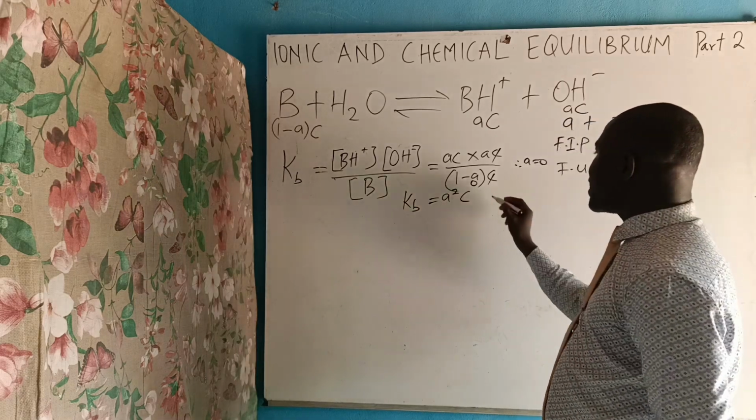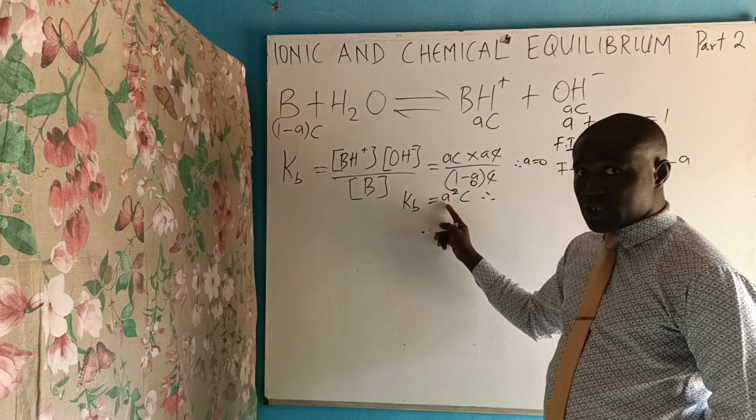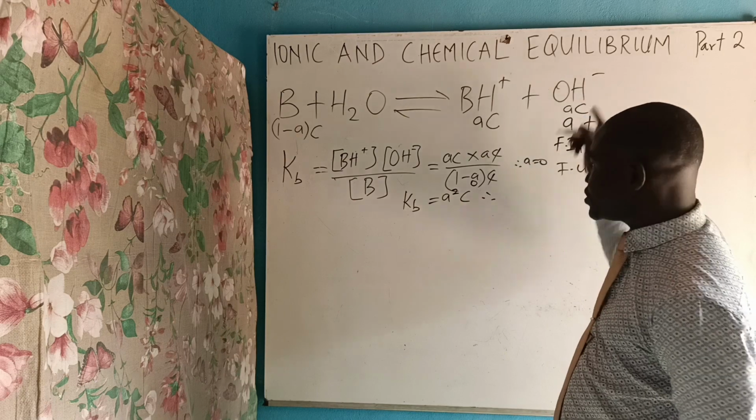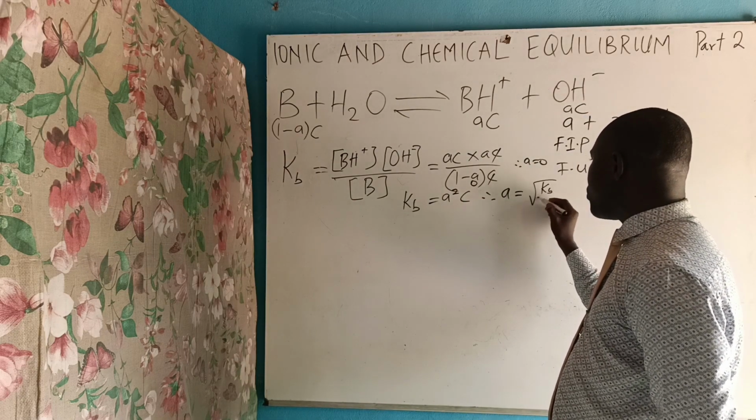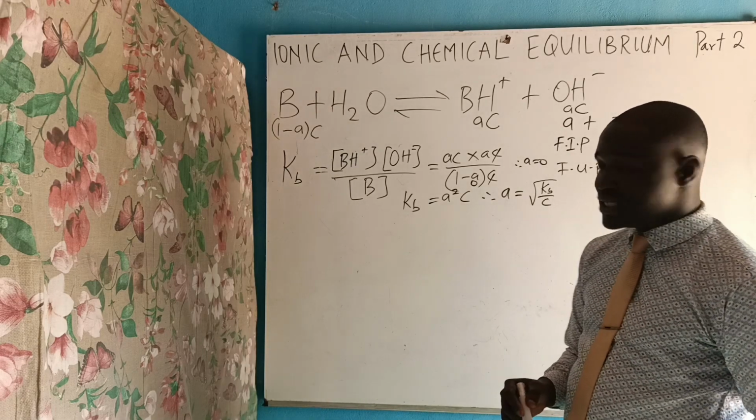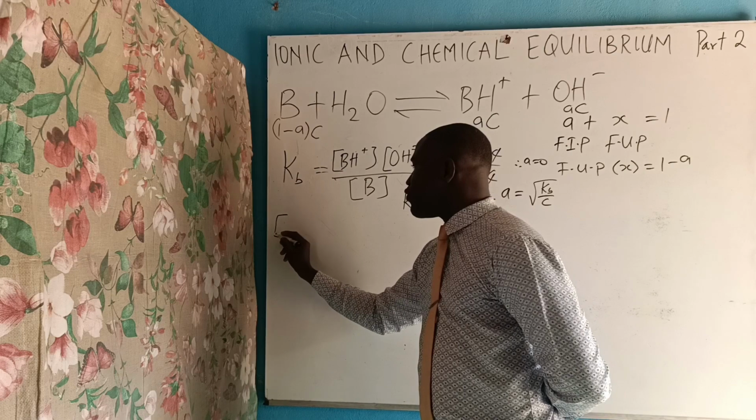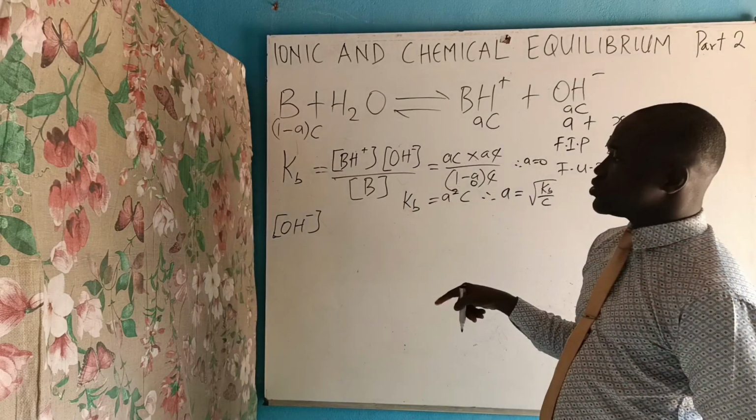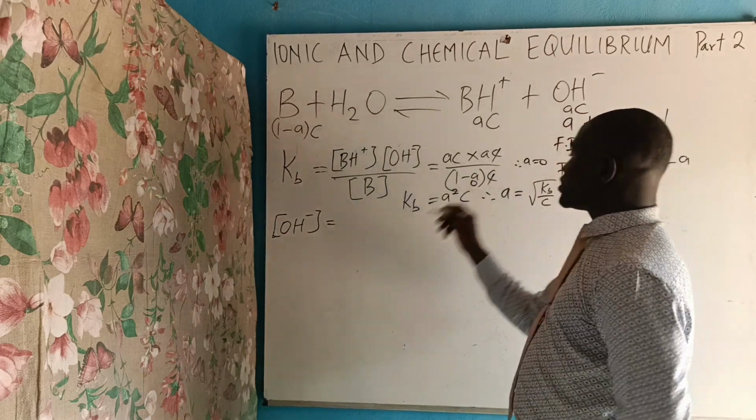We now make A, the ionized fraction, the subject of the formula, because we need it to get the concentration of OH. So A is equal to the square root of Kb over C. Now look at this OH. The concentration of OH, which represents the base, is equal to, what is the concentration?